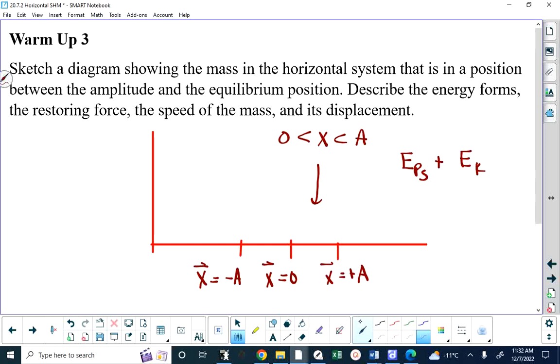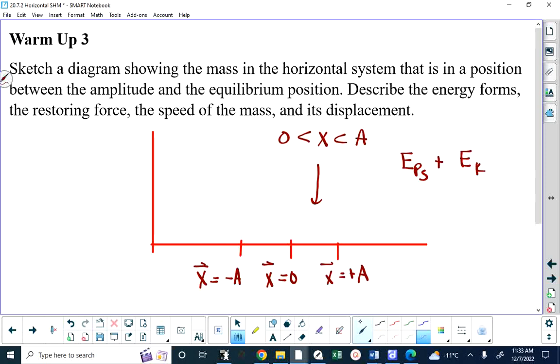So the energy forms that are there are a sum of potential and kinetic. I don't know that I want to clutter up your workspace here with everything else. The speed of the mass there is some intermediate speed. It's not 0 and it's not the maximum speed. It's something in between. The force acting on the mass there is not 0 and it's not the maximum force. It's someplace in between. Okay?